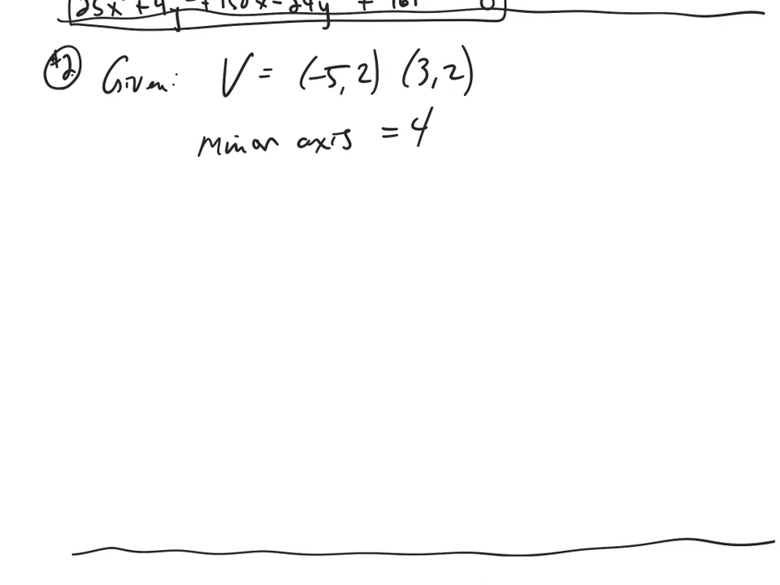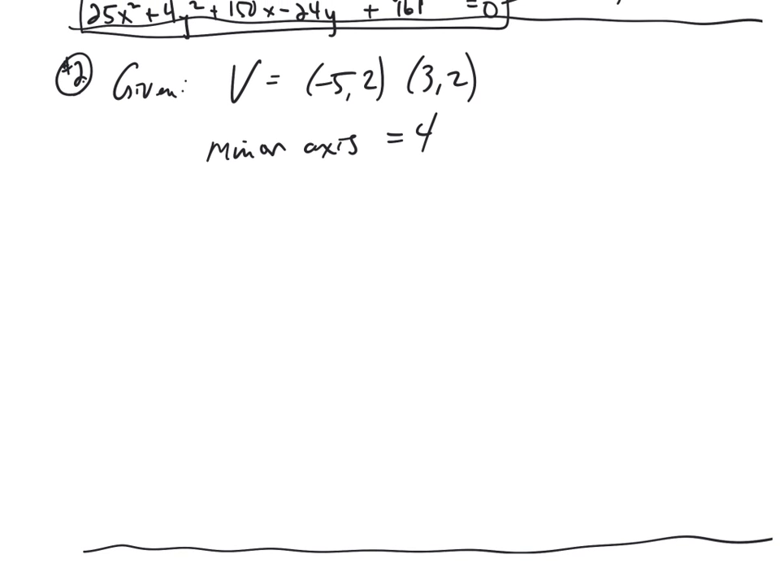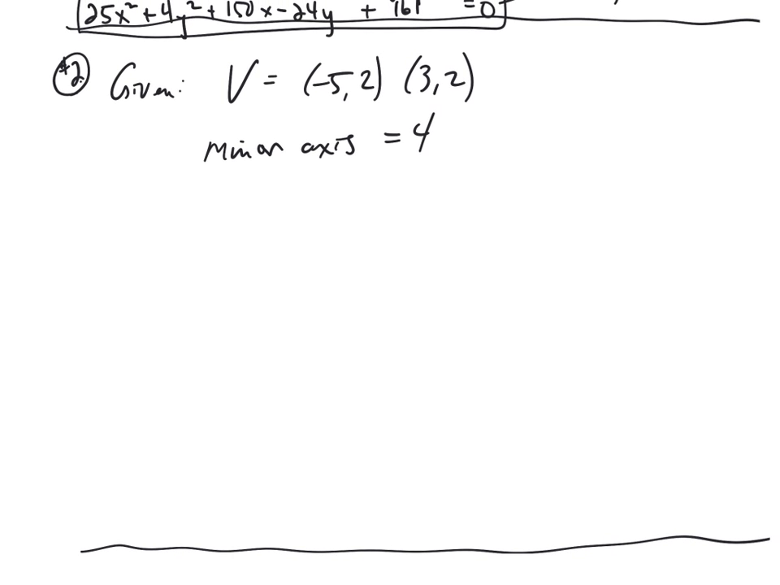What if I were to give you the vertices and the length of the minor axis? Again, this is going to be a fairly easy one, but please just get in the habit of drawing yourself a picture. So what are you told? The vertices are at negative 5, 2. So 1, 2, 3, 4, 5, up 2. There's a vertex. And at 3, 2. There's a vertex. All right?